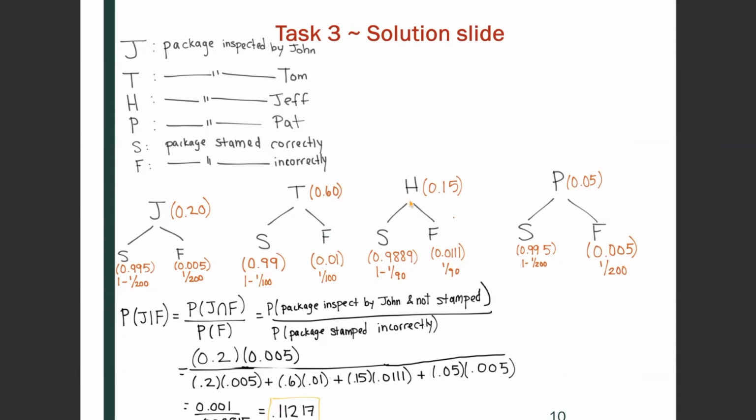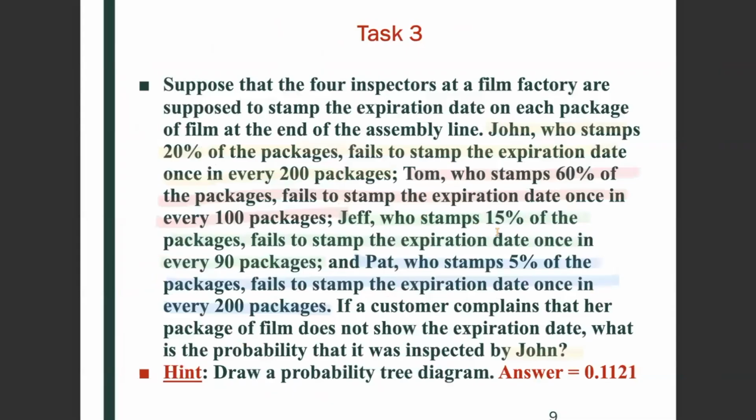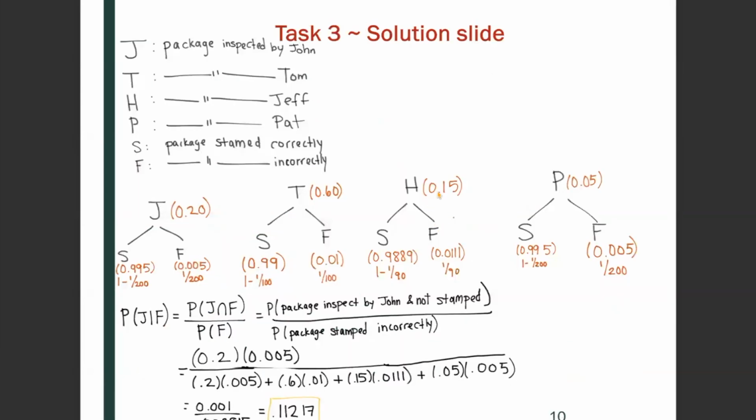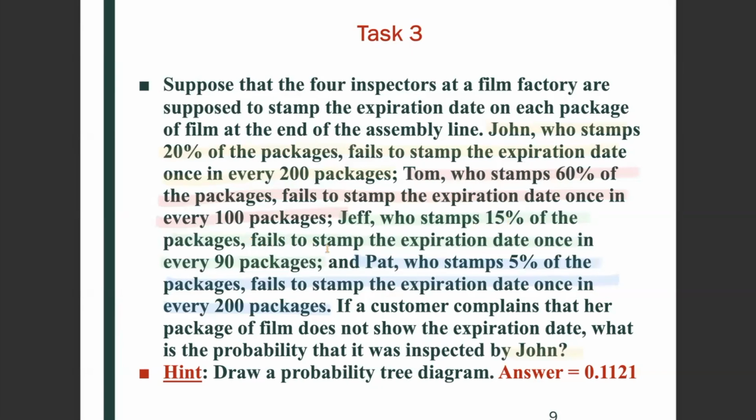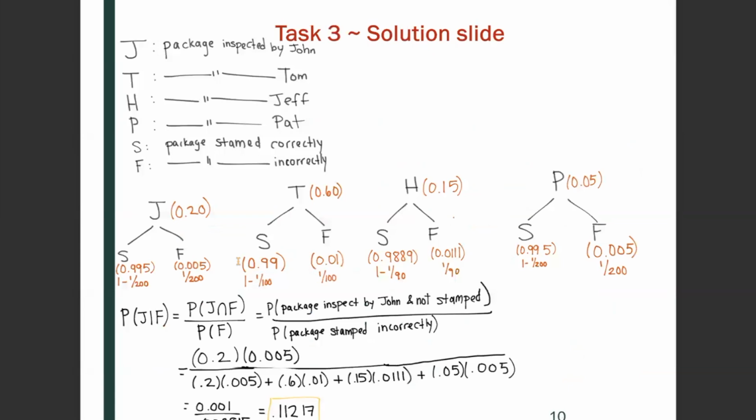And here for event H, that pertains to Jeff. Jeff stamps 15% of the packages, so that would be 0.15. Of those, he fails to stamp the expiration date once in every 90 packages. So F here is going to be 1/90. So S, that the package is stamped correctly, is going to be 1 minus 1/90, which gives us 0.9889.